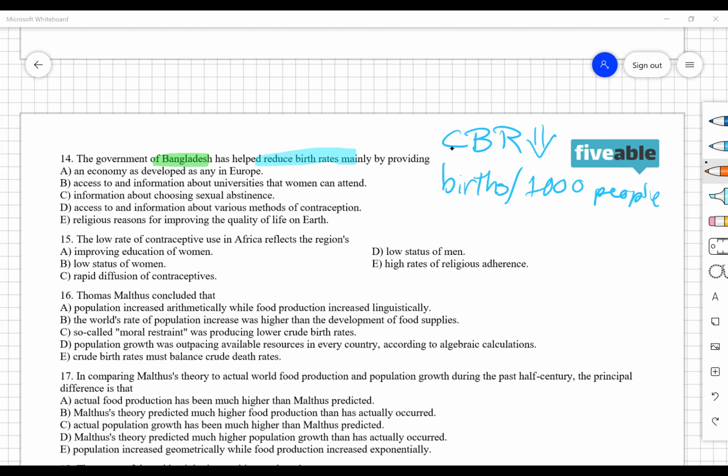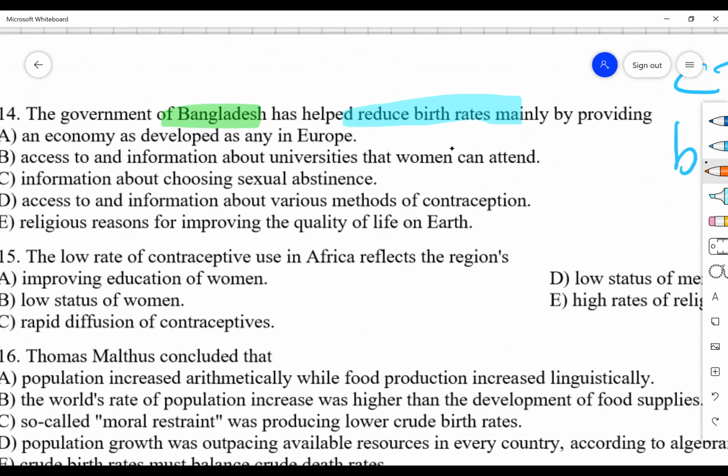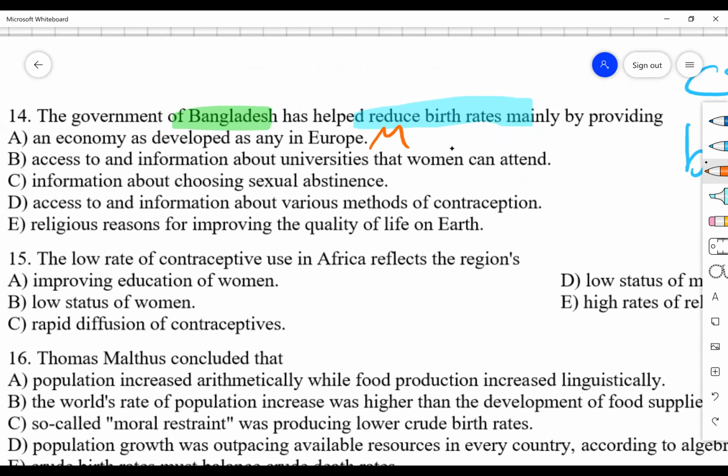So the government of Bangladesh has helped reduce birth rates by doing what? So we're going to bring the number of births in a country down. Would an economy as developed as Europe bring birth rates down? Well, if you take some leaps and bounds, maybe. But we're not talking about economy right now. We're talking about a social thing, like childbirth.